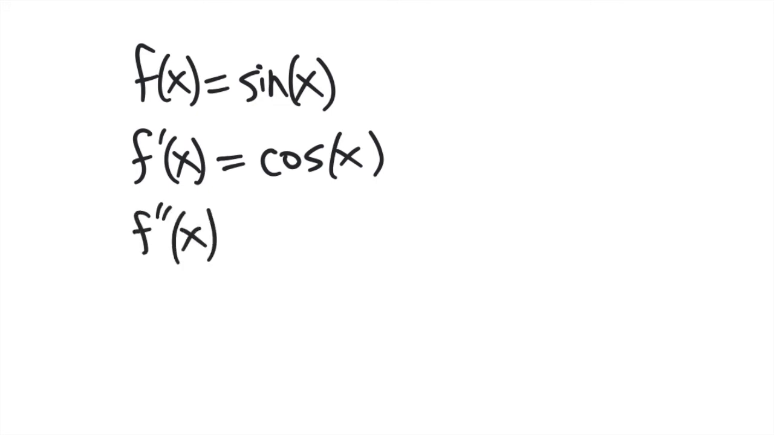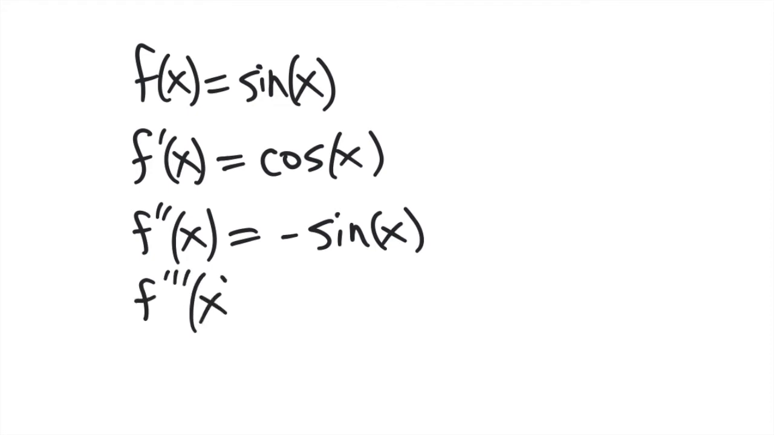So f double prime of x is the derivative of a cosine, which we know is a negative sine of x. And so kind of interesting behavior that these derivatives are going to repeat, because if we look at f triple prime, the third derivative, we would have the derivative of a negative sine of x. We can just leave that negative out front. That's like a constant multiplier out front. And then take the derivative of the sine of x, which is the cosine of x. And so the third derivative of our original function f gives us a negative cosine of x.